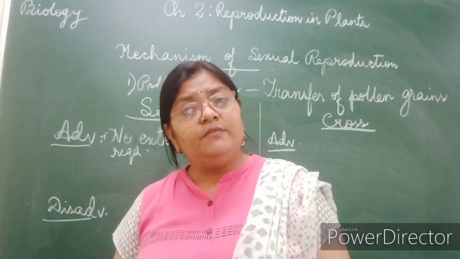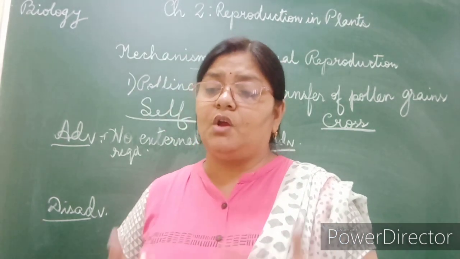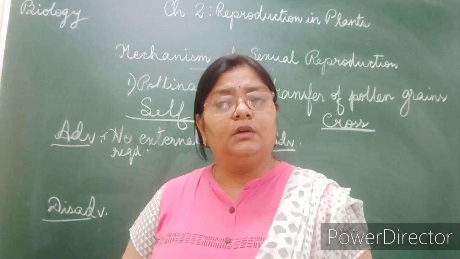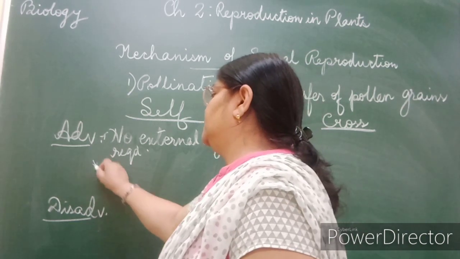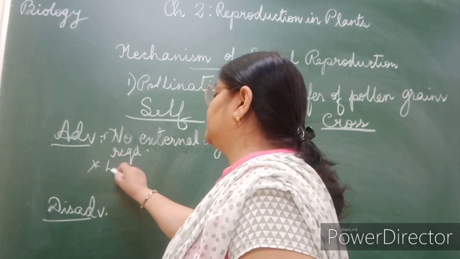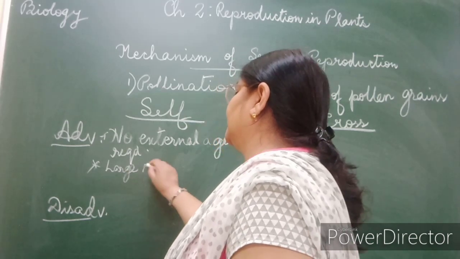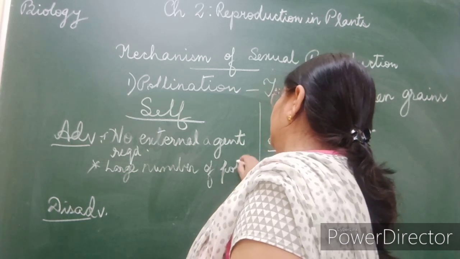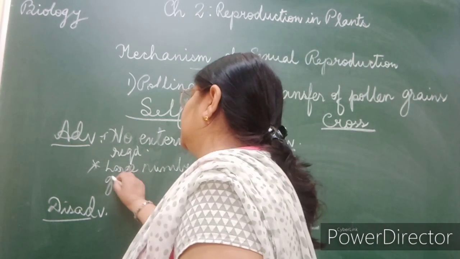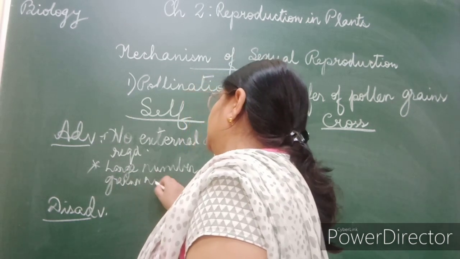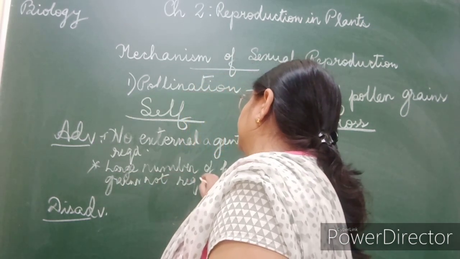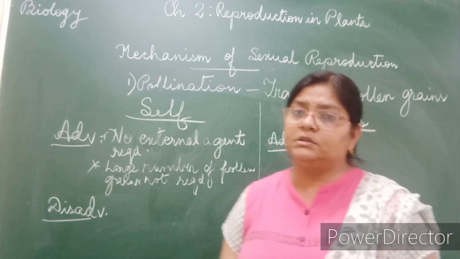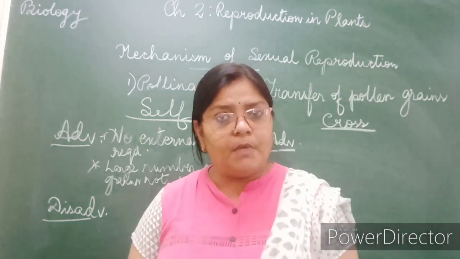Now, as external agents are not required, it need not produce a large number of pollen grains too. So a large number of pollen grains is not required, because wastage is minimum, and therefore pollen grains need not be produced in a large amount.